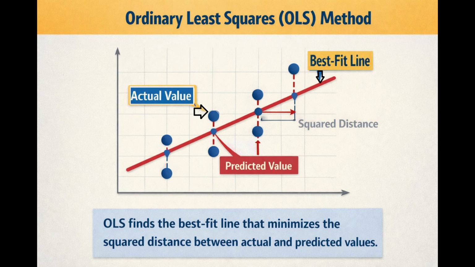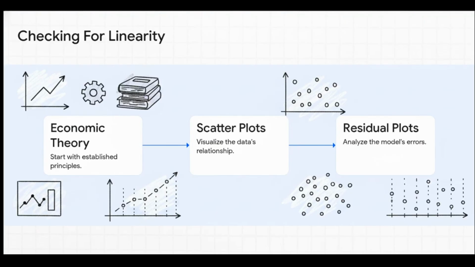Well, in the real world, analysts have a three-step process for this. First, they check the existing theory. Then, they actually look at the data by making a scatter plot. And finally, for the ultimate check, they look at something called residual plots. It is just a chart of the model's mistakes. If those mistakes look totally random, then the straight line assumption is probably a good one. To understand this clearly, let us go through each of these three steps one by one.